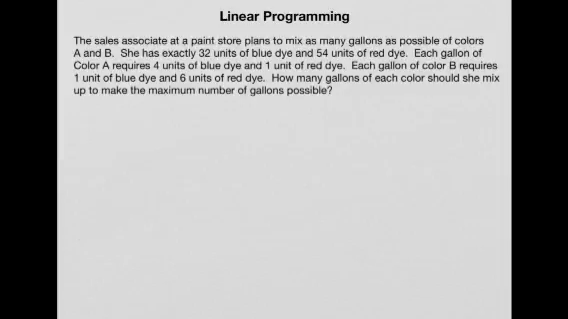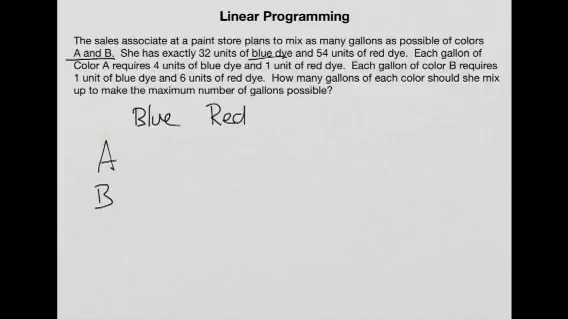So I'm going to start by organizing the information I have into a table. I have 2 colors, A and B. So I'm going to start by saying I got A and I got B. We're going to be using blue dye, and we're going to be using red dye. We use blue for both A and B. We use red for both A and B. So that's why I put one on the columns, or one on the rows, one on the columns.